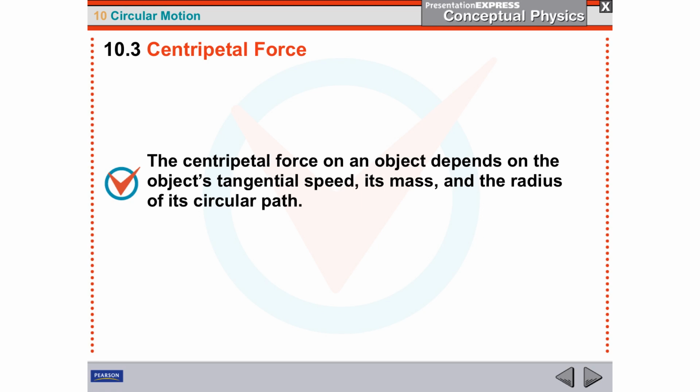So the force on that object is dependent on a few things. It's dependent on the mass of the object, how massive it is, how fast it's going, its tangential speed or its linear speed straight ahead, and how far away from the center it is.